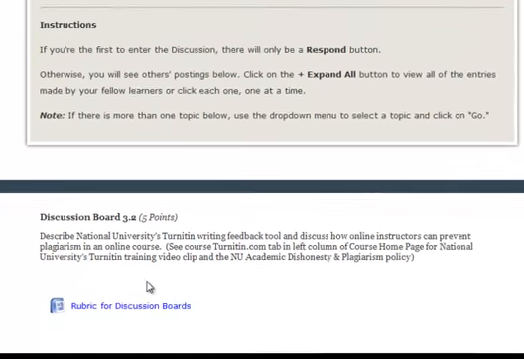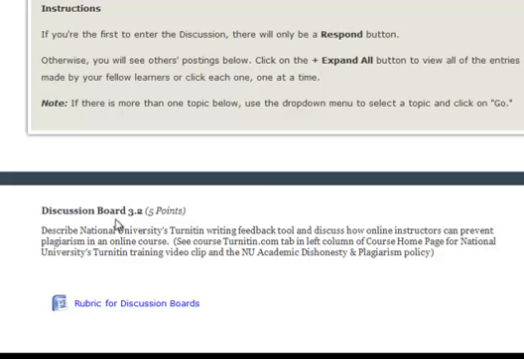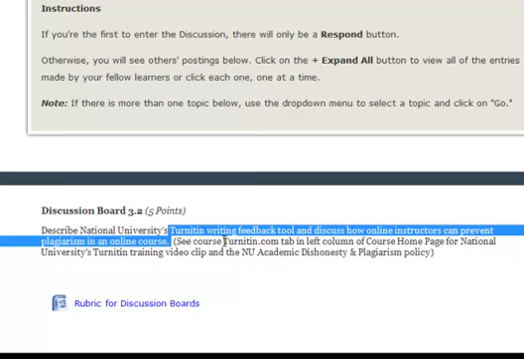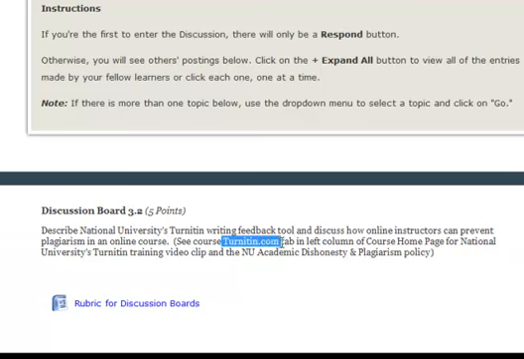Discussion board 3.2 actually turns the Turnitin concept back onto the students and makes them think about how they would use this in their course that they would be using online. And so they have to describe the university's feedback tool, discuss how online instructors can prevent plagiarism, and they have to take a look at all the information in the Turnitin.com tab, and then they have to describe how they would use it to prevent plagiarism in an online course that they would be teaching.